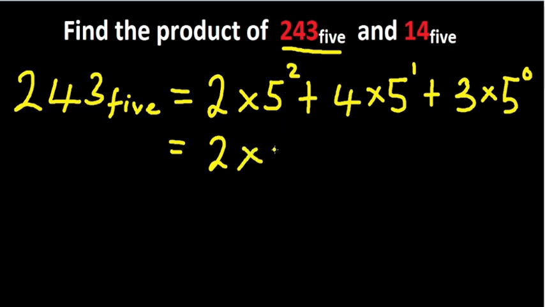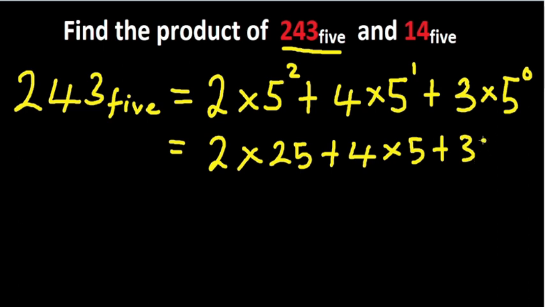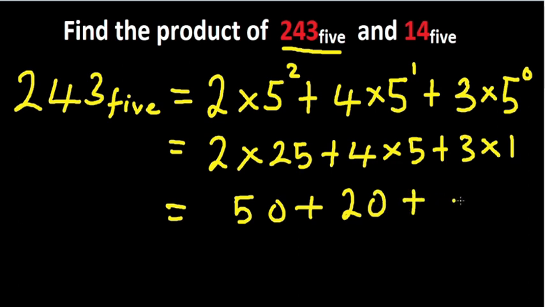5 raised to the power 2 is 25. 4 times 5 raised to the power 1 is 5. 5 raised to the power 0 is 1. So 3 times 1. 2 times 25 is 50. 4 times 5 is 20. 3 times 1 is 3. So if you add them up, you're going to get 73 in base 10.